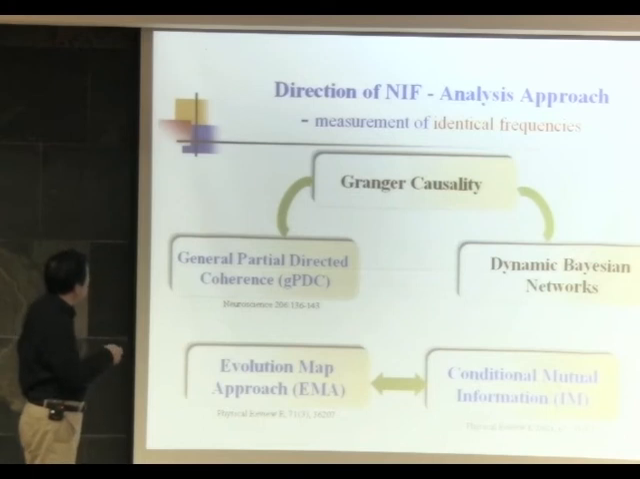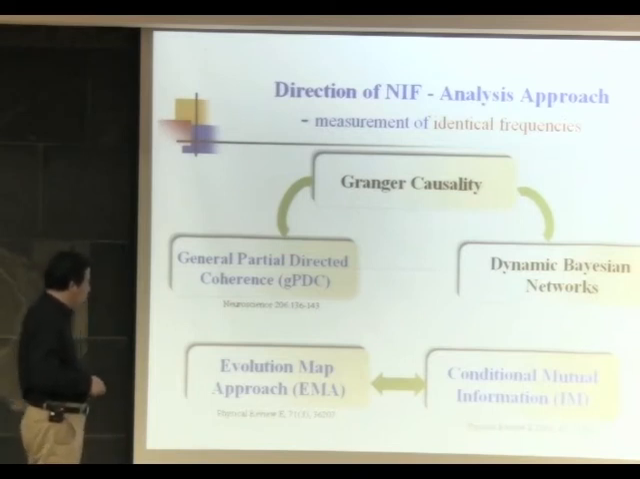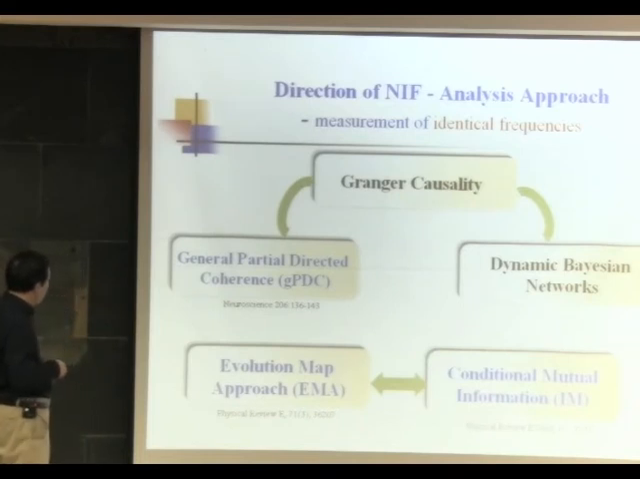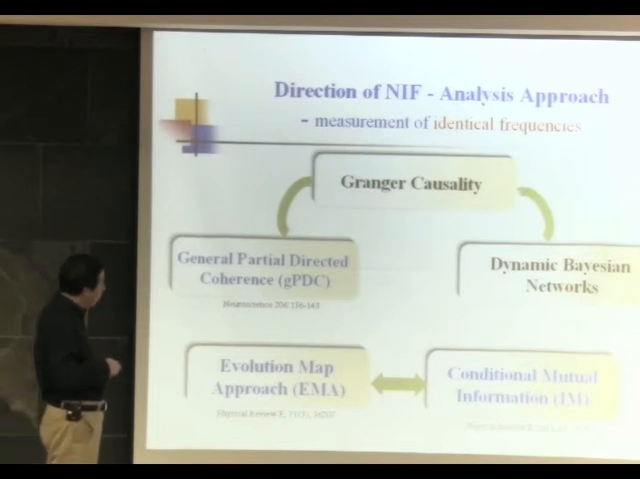This is the computational approach we used. This is the evolution map approach. This is a conditional mutual information. And this one we call GPDC, Generalized Partial Directed Coherence, which was developed based on Granger causality.